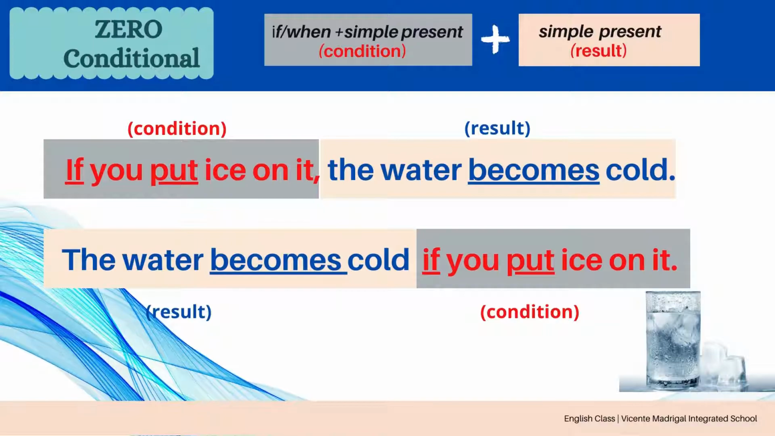This is zero conditional because it talks about the general truth that ice can make water cold, and it tells us the result of the condition, that if you put ice on it, the water becomes cold, or vice versa. The water becomes cold if you put ice on it. We did not use a comma to separate the parts when we interchange their positions.